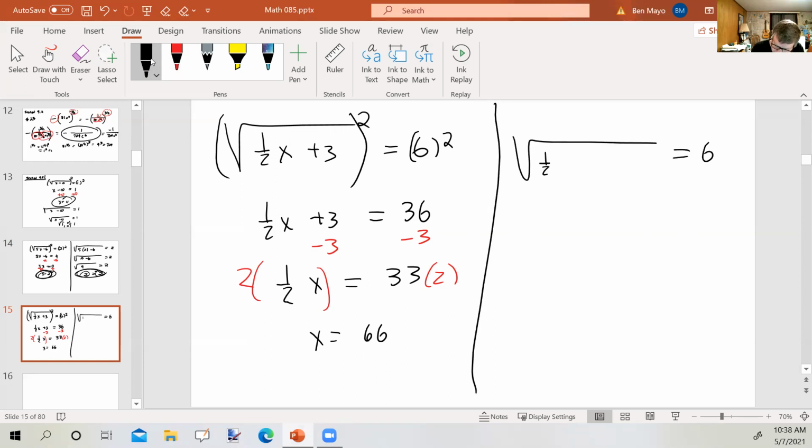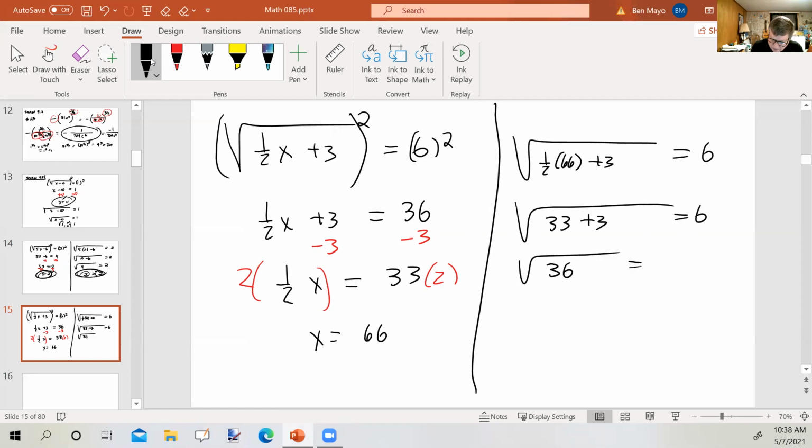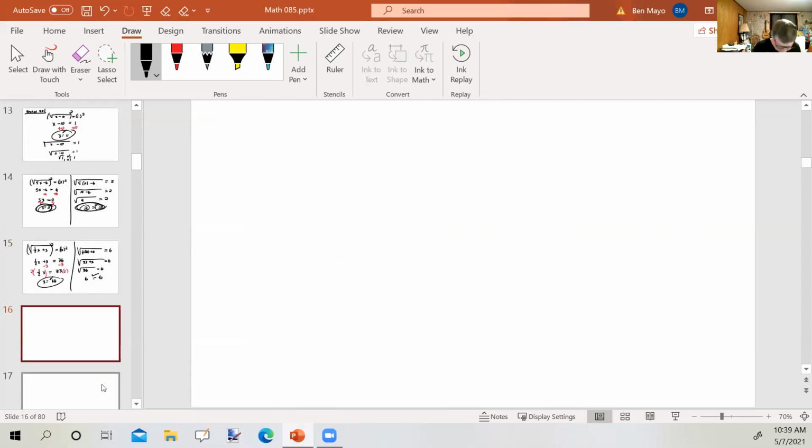We would have 1/2 times 66 plus 3. 1/2 times 66 is 33. 33 plus 3 is 36. The square root of 36 is 6, so 6 equals 6, and the answer checks. All right, let's take a look at another example.